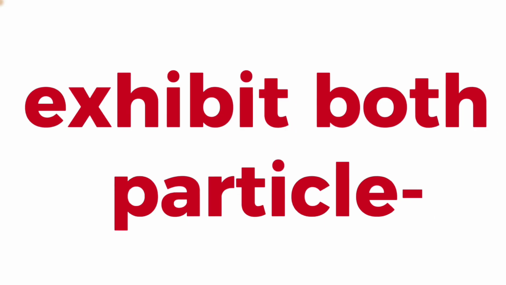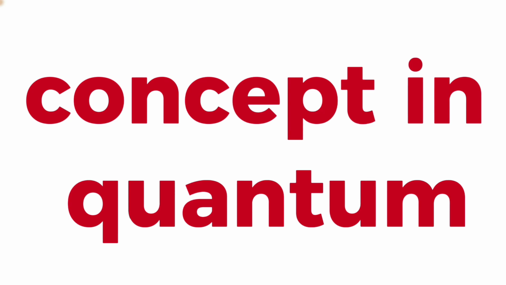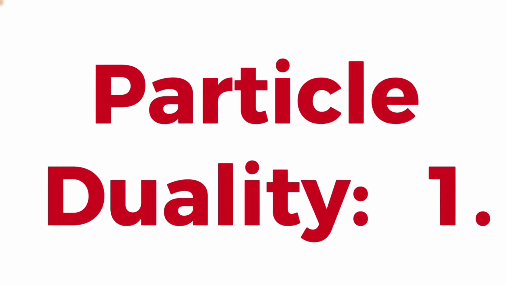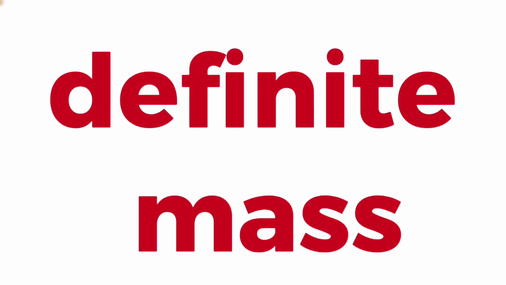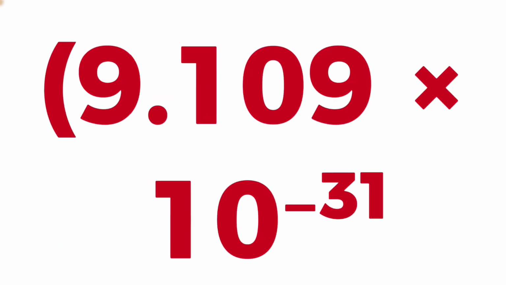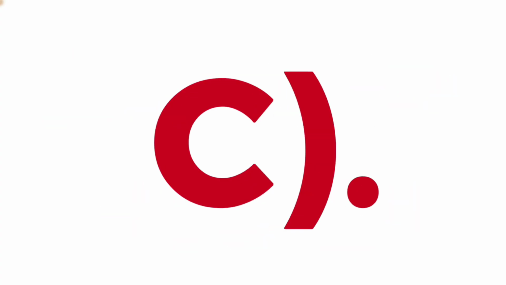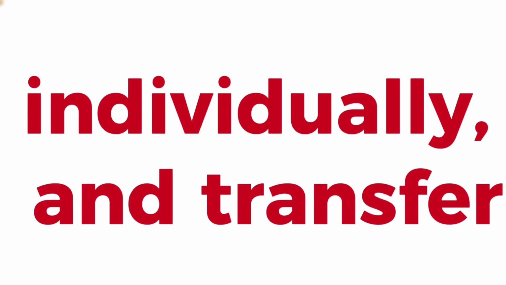Wave-particle duality of electrons. Electrons exhibit both particle-like and wave-like behavior, a fundamental concept in quantum mechanics. Evidence of wave-particle duality. 1. Particle nature. Electrons have a definite mass, 9.109 times 10^-31 kilograms, and charge, 1.602 times 10^-19 C. They can collide with other particles, be detected individually, and transfer energy in discrete amounts (quanta).